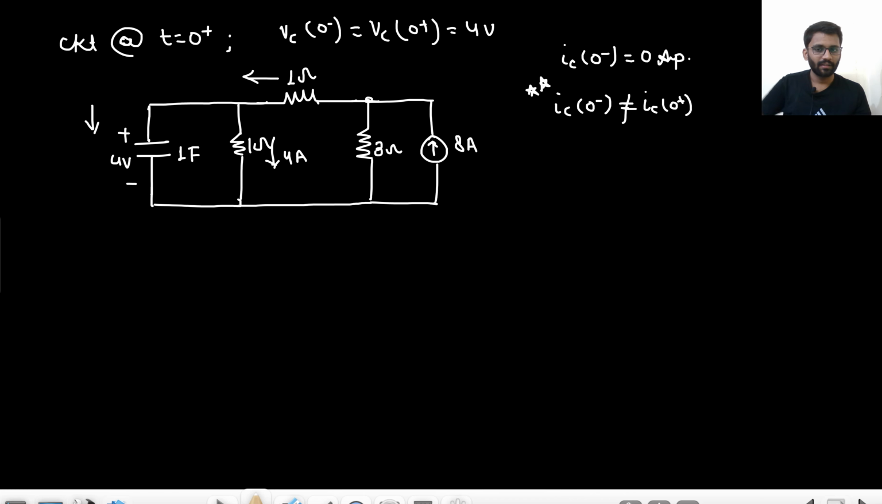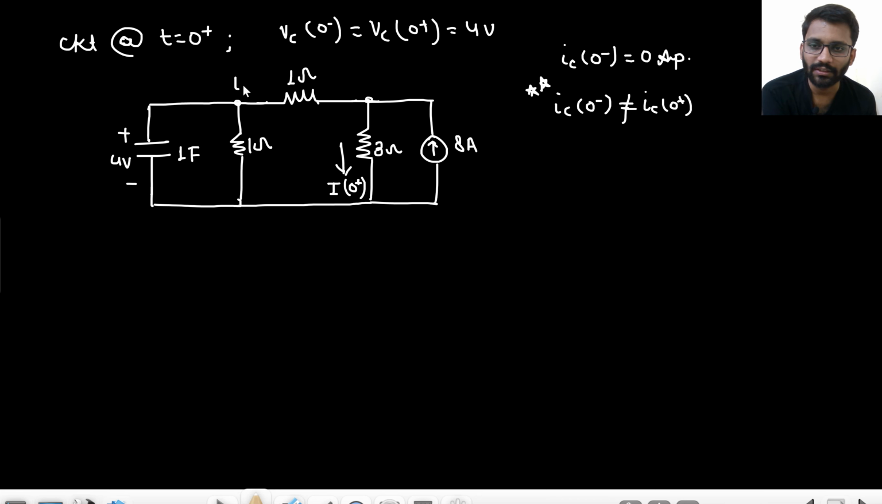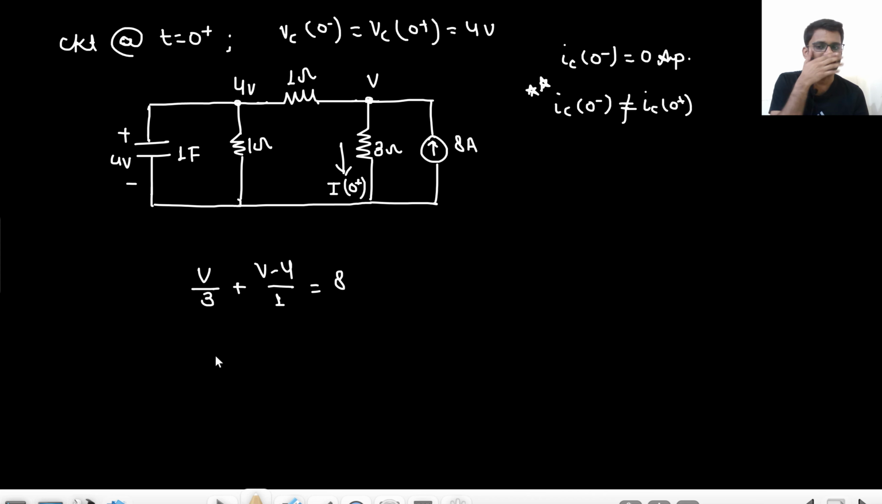Got this point? Well and good. The capacitor will also have some current, but that current is not necessary to know for now. We just need to find the value of I at 0 plus, so only at 0 plus we are considering. So this is 4 volt, and this is V. So V by 3 plus (V minus 4) by 1 equals to 8. So V plus 3V minus 12 equals to 24.